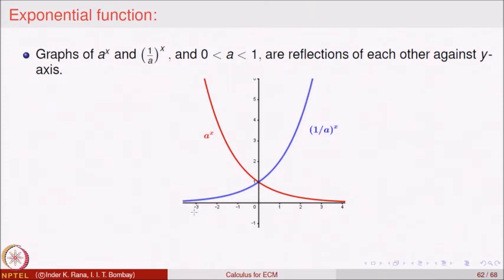So, these are the graphs of the two functions. What we are saying is, when 1 over a is bigger than 1, this is the graph of the function. When a is less than 1, the red is the graph of the function. This is defined for all values of x, and a raised to the power x is always bigger than 0, right? And you can see one is the reflection of the other; one can easily show that also.